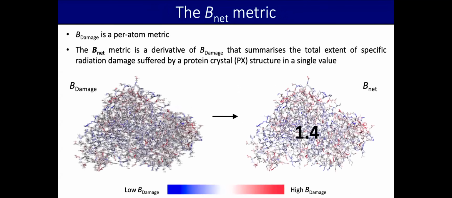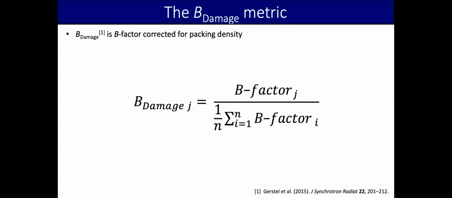However, there are a couple of drawbacks to BDamage. Firstly, it's a per atom metric, and from a per atom metric, it's quite difficult to get a sense of the overall amount of damage that a structure has suffered. And secondly, BDamage values can't be fairly compared between different structures. And this is a result of the way it's calculated.